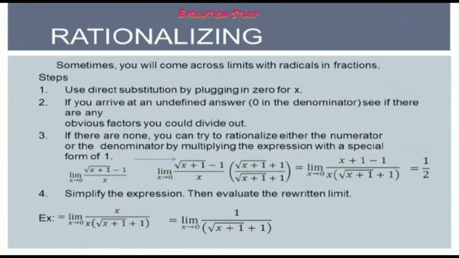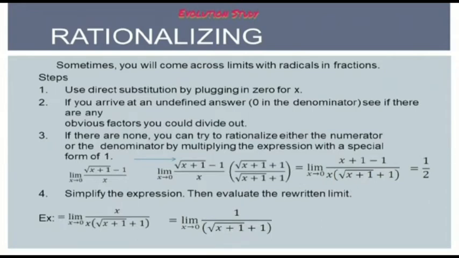Limit x tends to 0 of (root over x plus 1 minus 1) divided by x. By rationalizing this, we get limit x tends to 0 of (root over x plus 1 minus 1) divided by x into (root over x plus 1 plus 1) divided by (root over x plus 1 plus 1). So simplify the expression, then evaluate the rewritten limit.